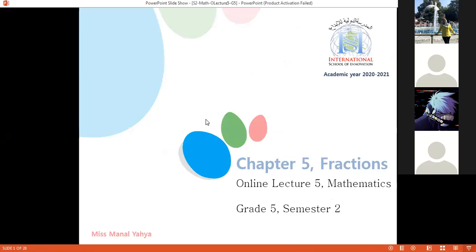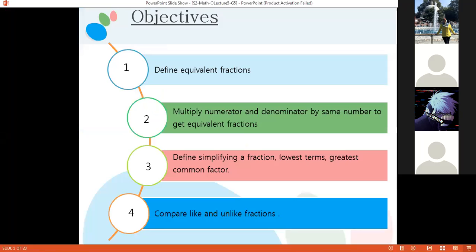So as I told you, today we are going to learn about fractions. Today, we are going to define the meaning of equivalent fractions, how to multiply the numerator and the denominator by the same number to get equivalent fractions, and how to simplify a fraction to the lowest, which we call its simplest form or irreducible form. And at the end, we are going to compare like and unlike fractions. Of course, we're not going to explain all of these today. I'm going to split them into lectures.